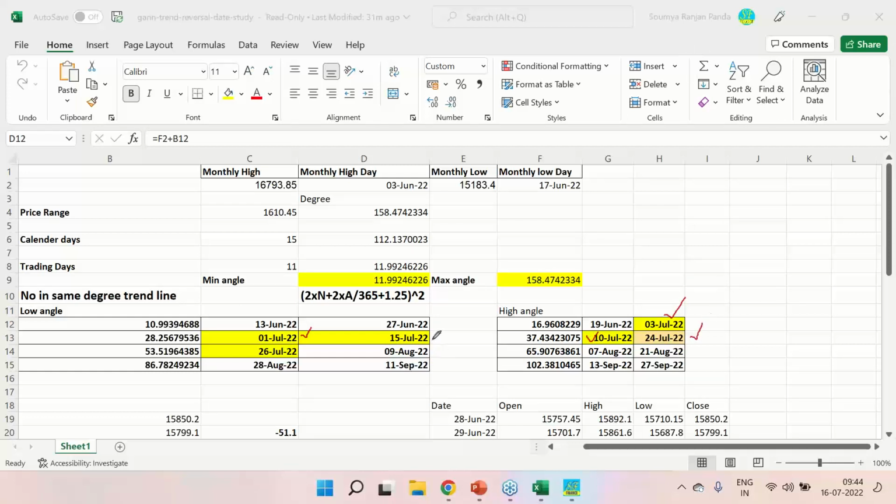So currently, which day are we at? Today we are at the 16th of July.